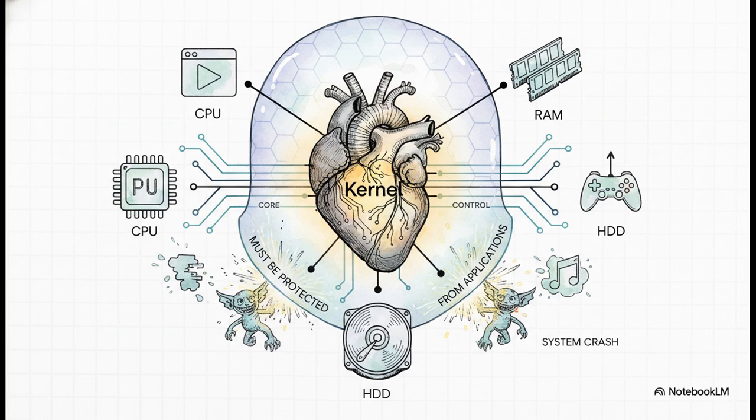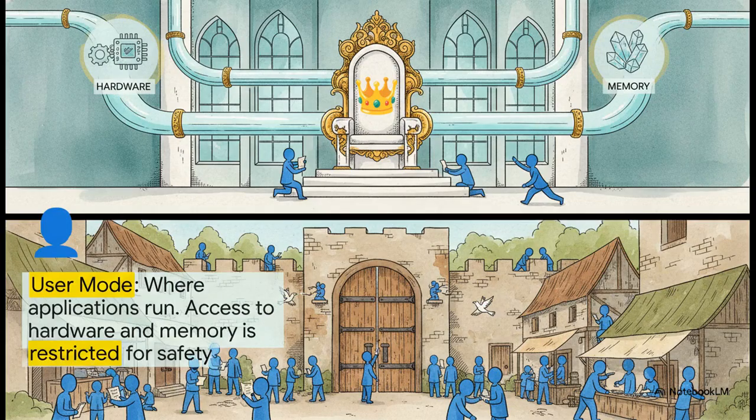And because it's so powerful and so critical, the system has to put a big wall around it. You can't have some random buggy application crash and take the entire computer down with it, right? So to create that wall, modern processors have at least two different modes.